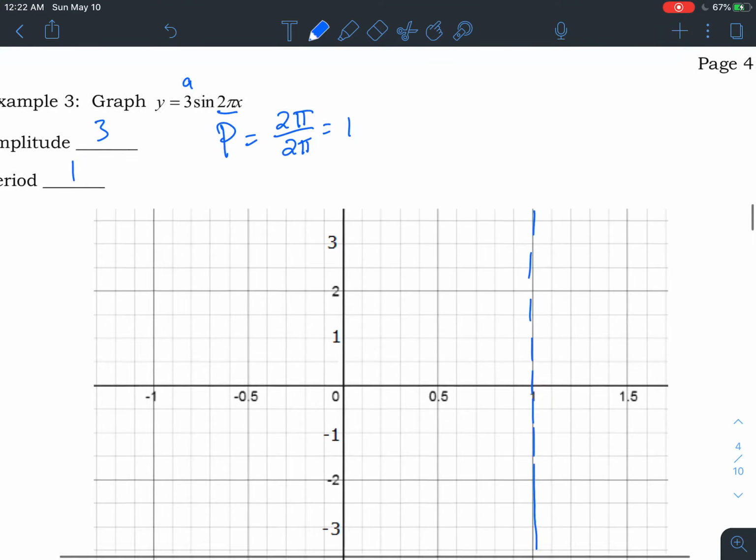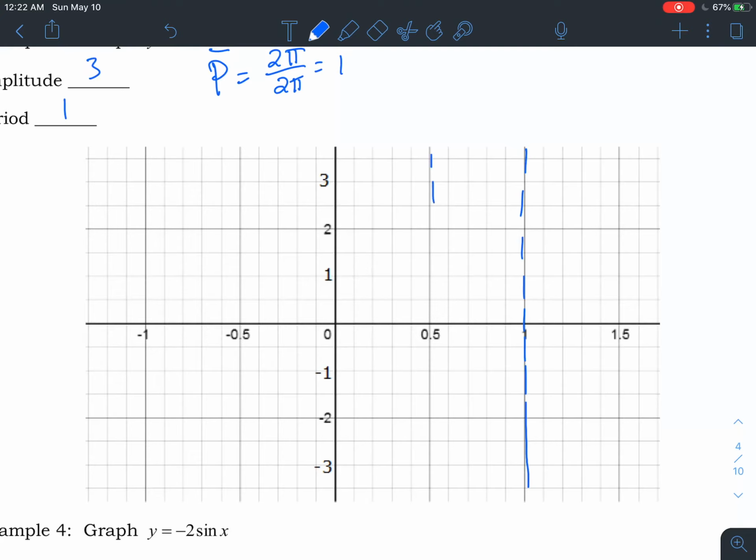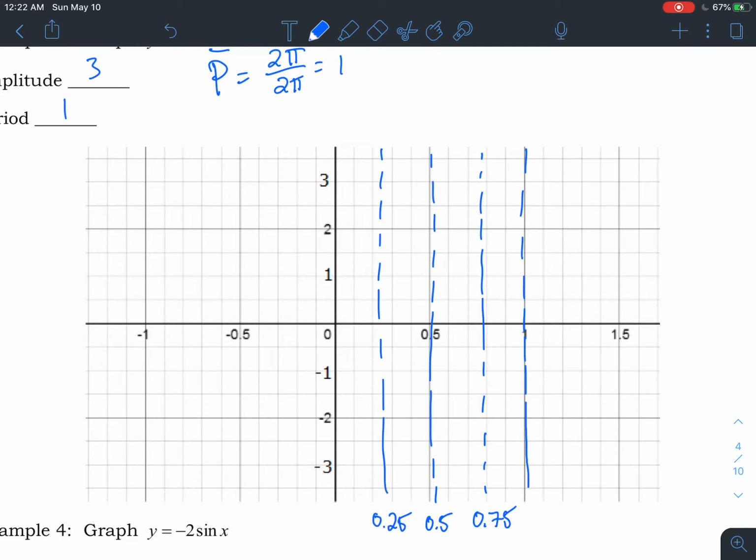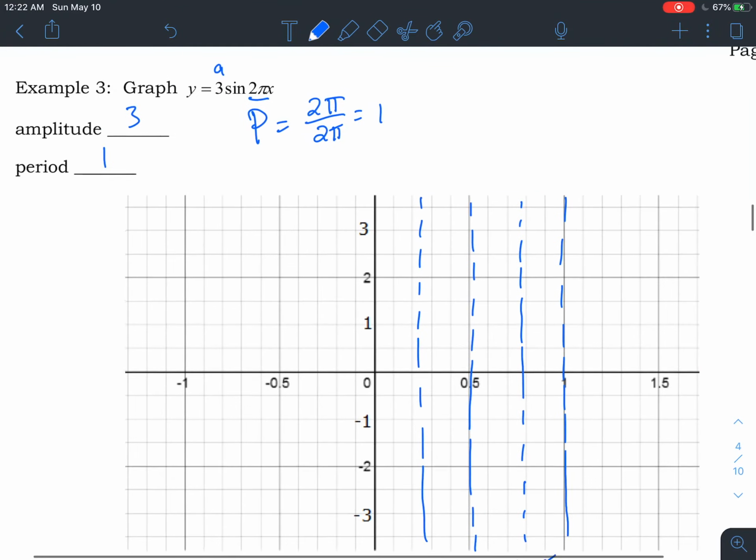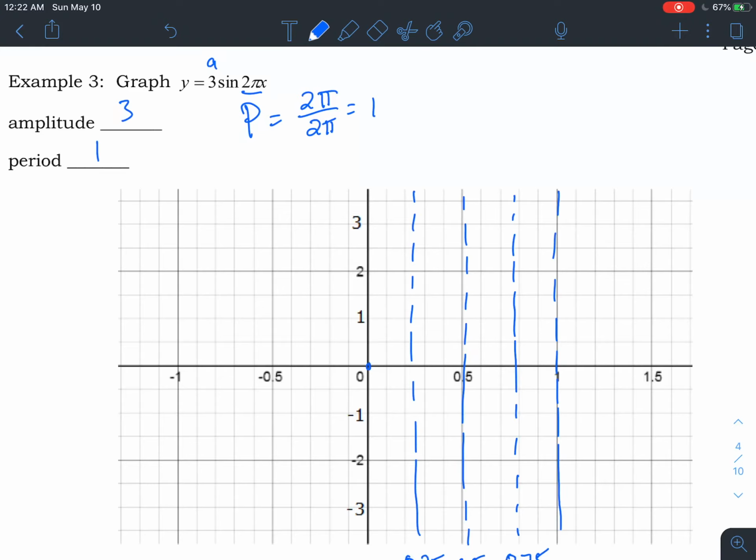So this right here is going to be the end of my wave. So splitting up my intervals are just going to be quarters, right? 0.25, 1 half, and then 0.75. This is a sine wave, so it starts at 0. My amplitude is 3, so it goes all the way up there, back to 0, down to negative 3, back to 0, and that is my wave.